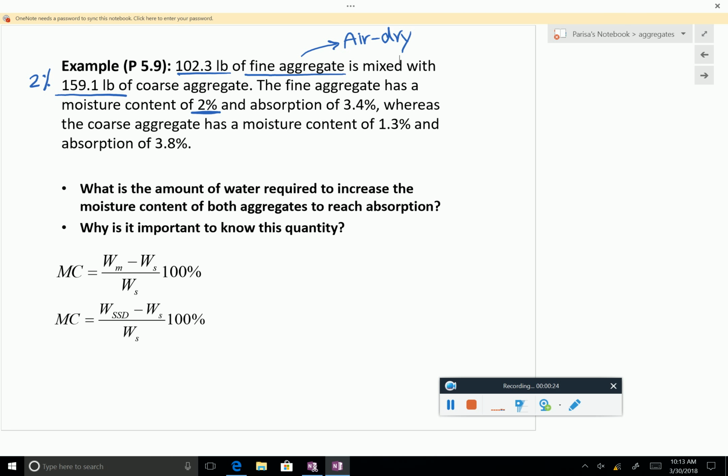So we have a mixture of fine aggregates. I want to see everyone working.